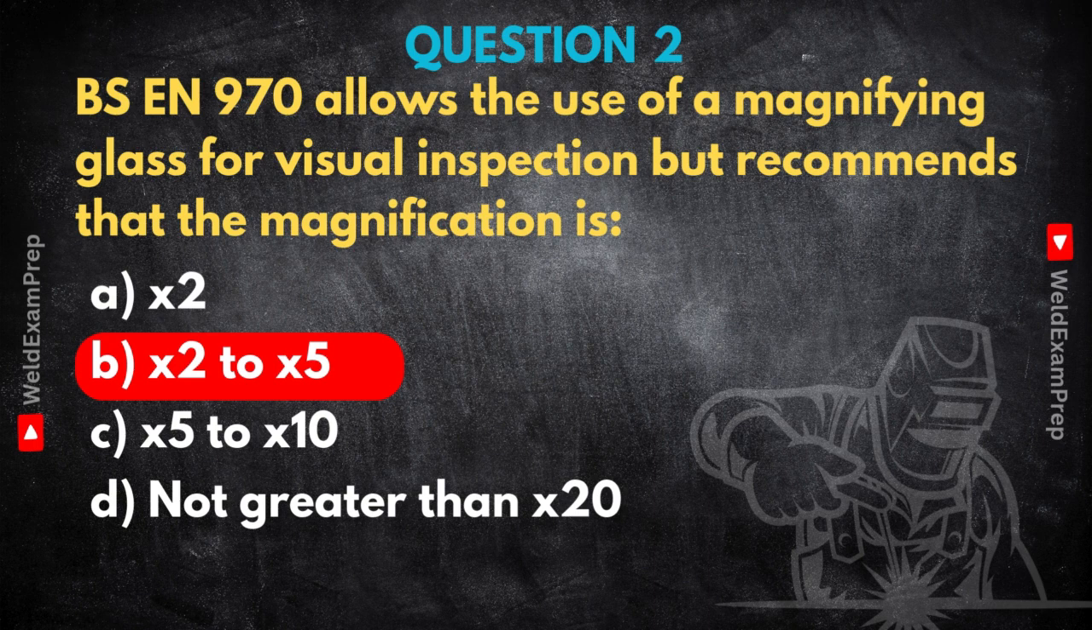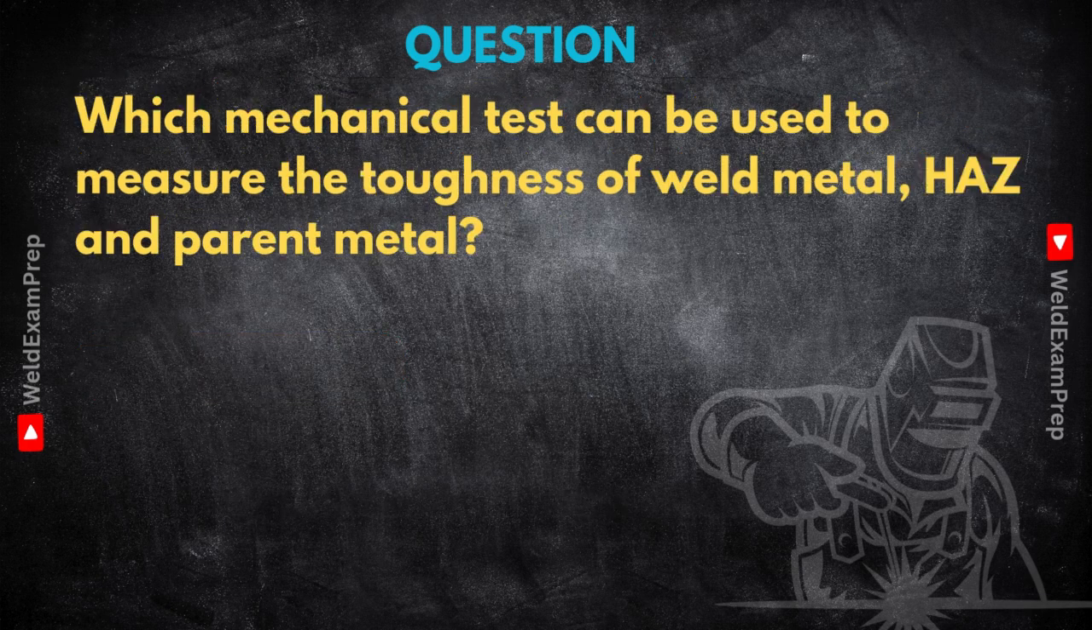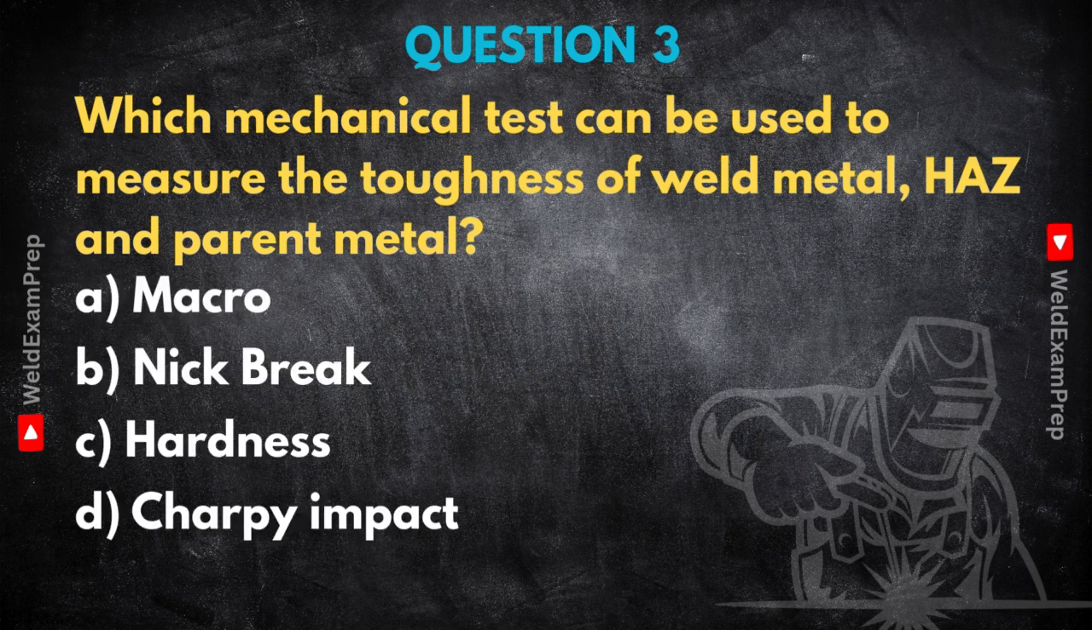All right, let's switch focus again, from looking at the surface to testing what's inside, specifically a material's resilience. Question 3. Which mechanical tests can be used to measure the toughness of weld metal, HAZ, and parent metal? Your options: A, macro. B, nick-break. C, hardness. D, Charpy impact.